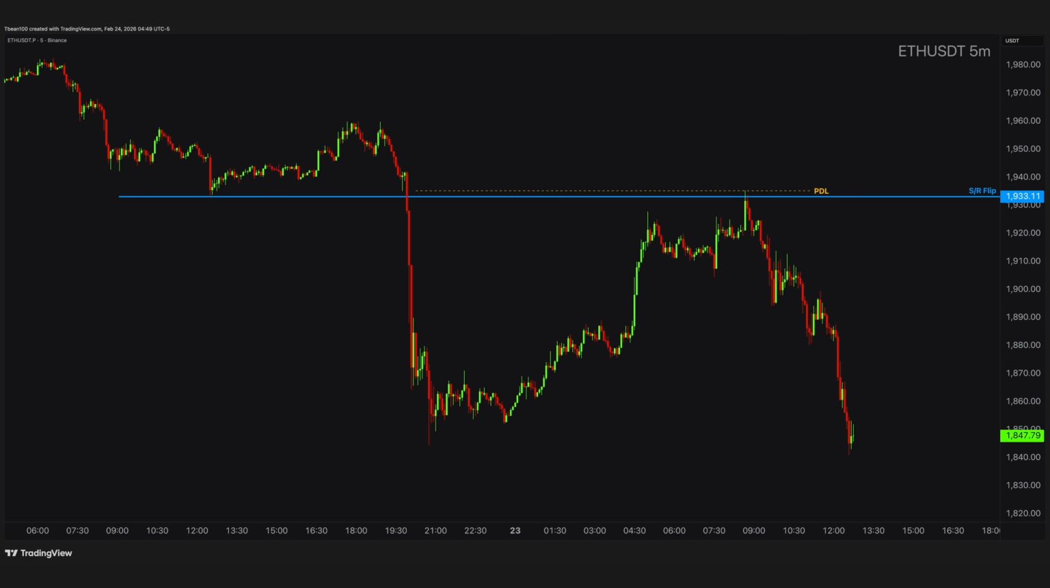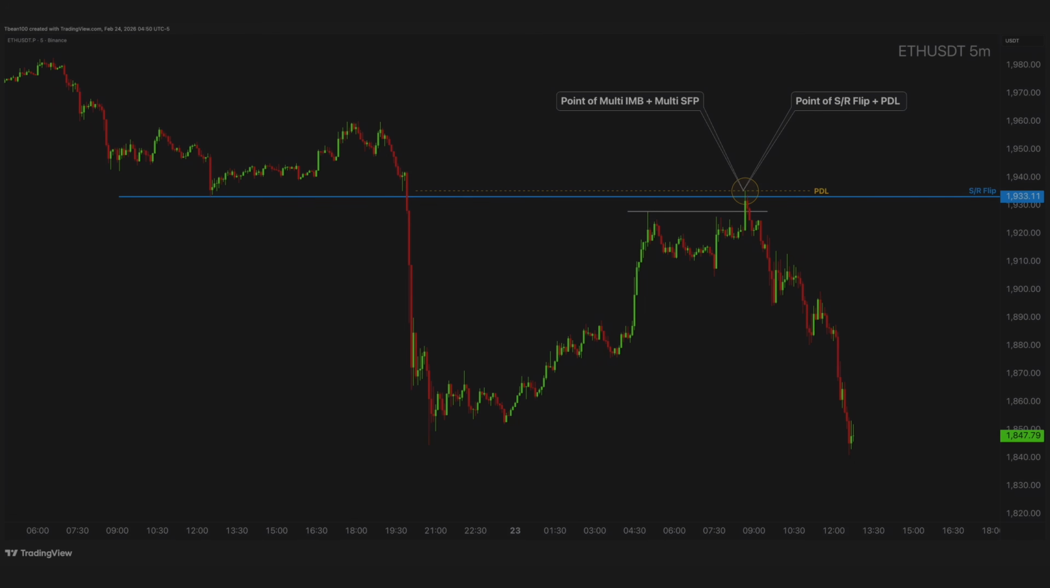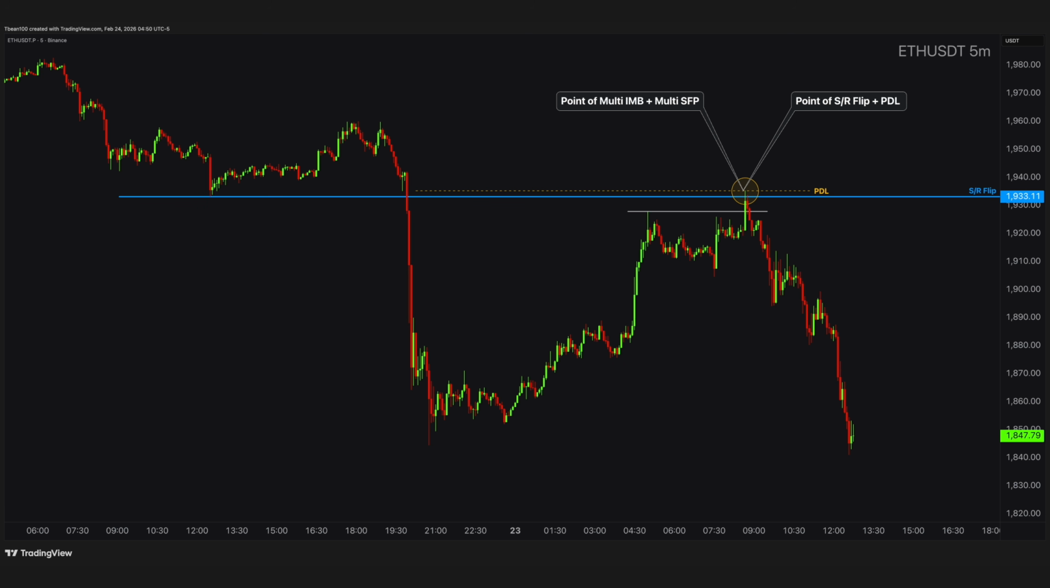So when we zoom out and look at the big picture, what we have on the higher time frame is multiple imbalances combined with multiple swing failure patterns stacking together. And on the lower time frames, you can clearly see a strong and significant SR flip aligns perfectly with the previous day's low. Now, this is what I personally call a magnificent A++ price action setup that we can consistently find by using our indicator. And the next question is how we should actually treat this kind of setup in a real trading situation.